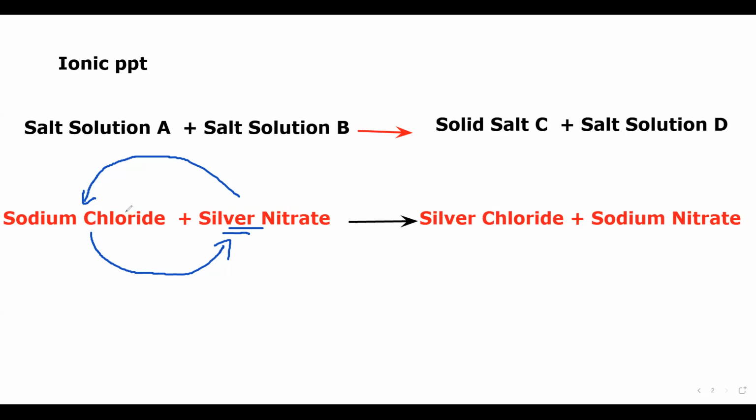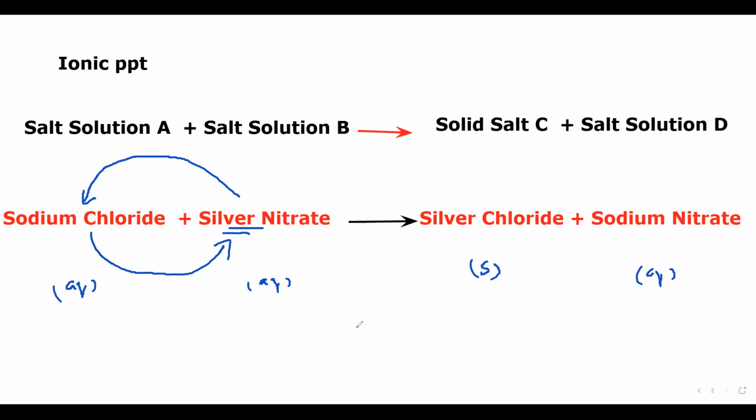How do we identify the state? You have to recall the table. Most chlorides are soluble except silver, mercury, and lead. So the sodium compounds will be soluble salts. Soluble salts are aqueous. All nitrates are soluble. Any salt which has nitrate is soluble. Most chlorides are soluble except silver, mercury, and lead. So silver chloride will be insoluble, so it will form a solid. And sodium nitrate, all nitrates are soluble, so it will be aqueous.